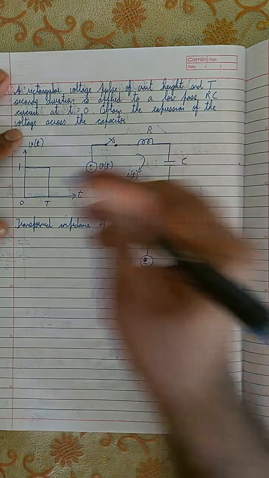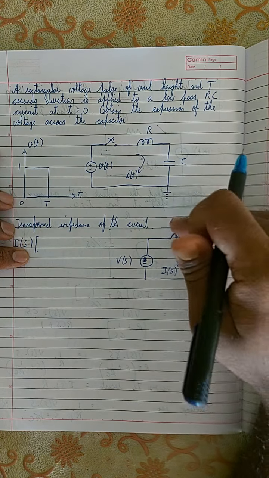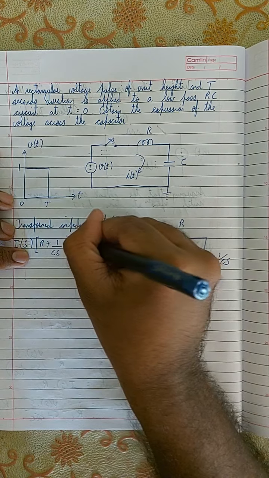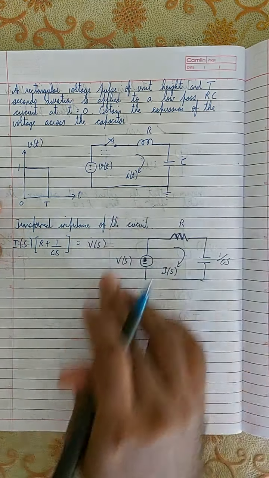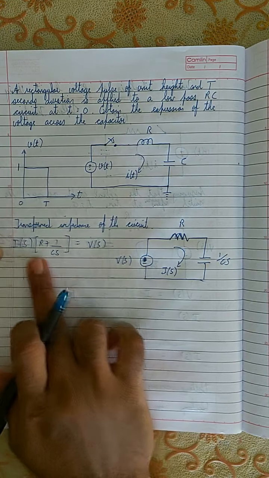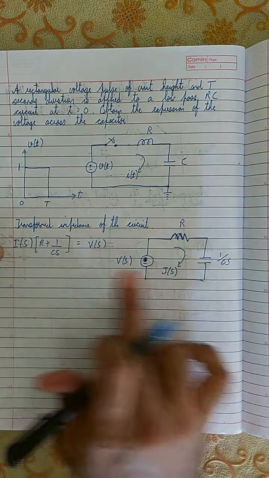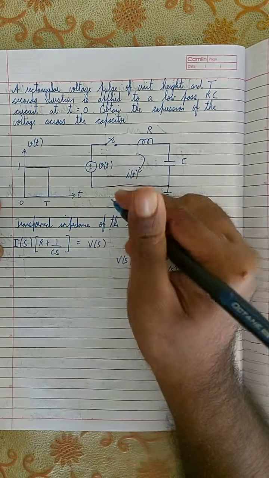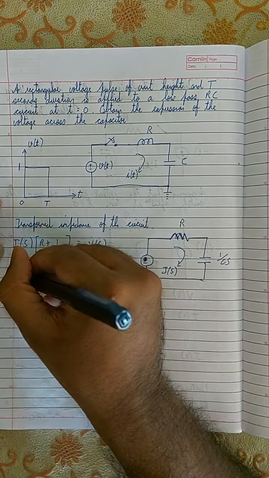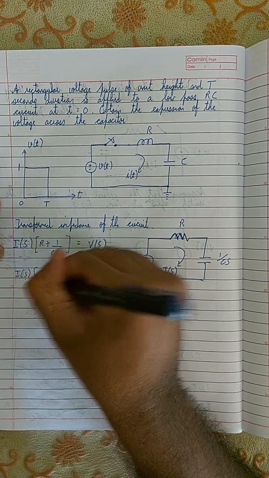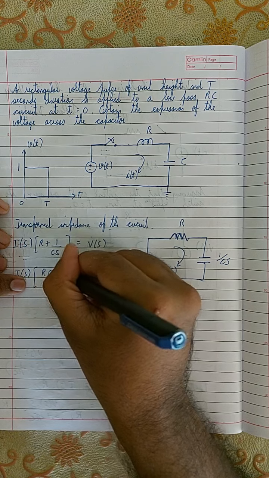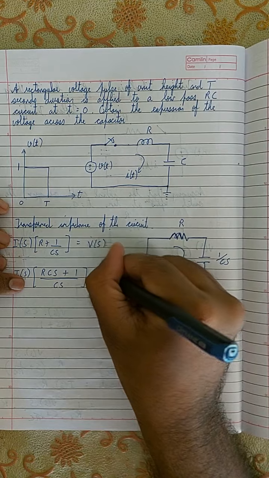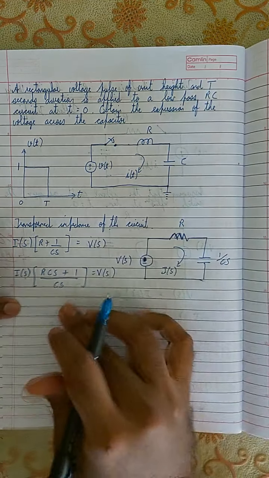I of S into what are the impedances? R and 1 by Cs. So I of S into R plus 1 by Cs is equal to V of S. This is the Kirchhoff's voltage law equation of the circuit, or the mesh equation, right? The mesh equation of the circuit. So here, maybe I write this in this format, that is I of S into RCS plus 1 by Cs is equal to V of S. Now you can write it any way you want, that's your choice.